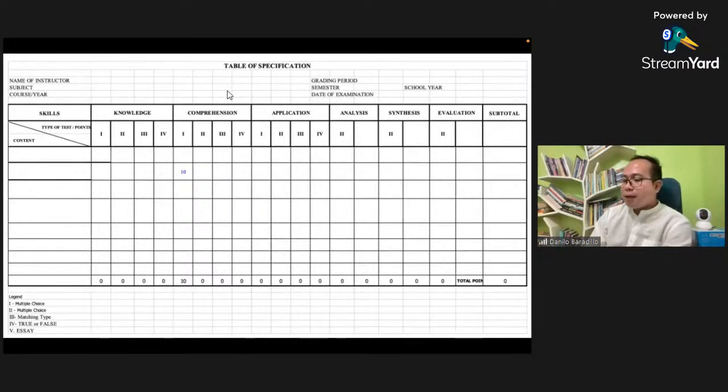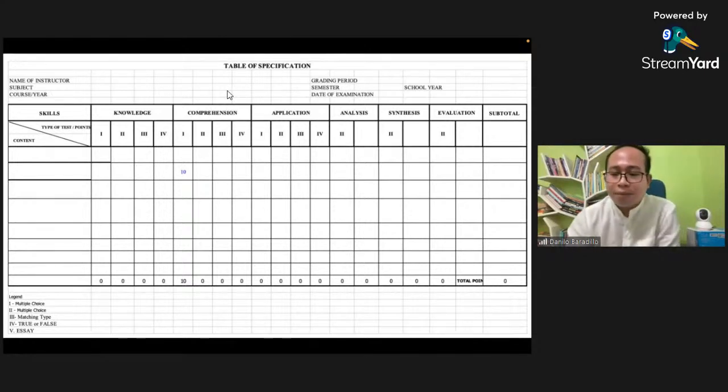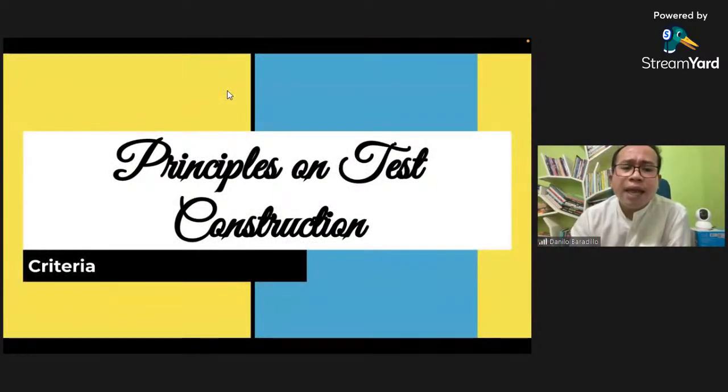Okay, so at this point it's already 2:10. I'd like to continue with the second topic, which is actually, I think, very long, because this is very important, and I'd like to also give some time for the open forum as it is indicated in our program. Okay, these are principles on test construction, which we may be talking about, criteria.